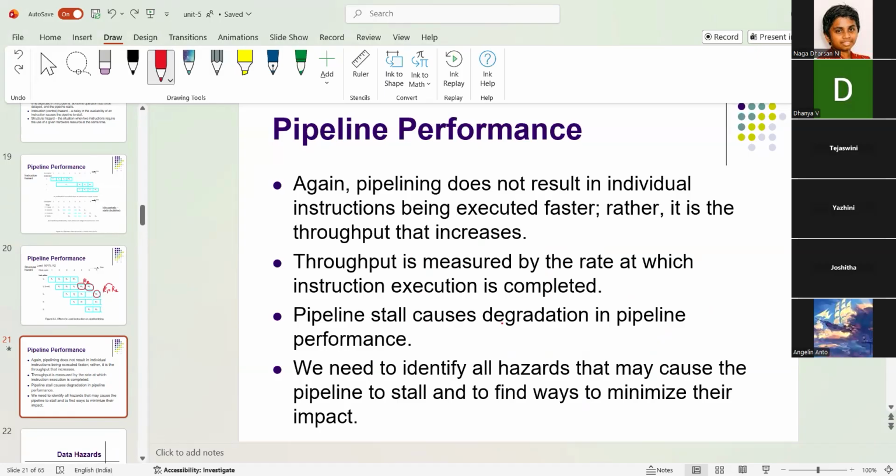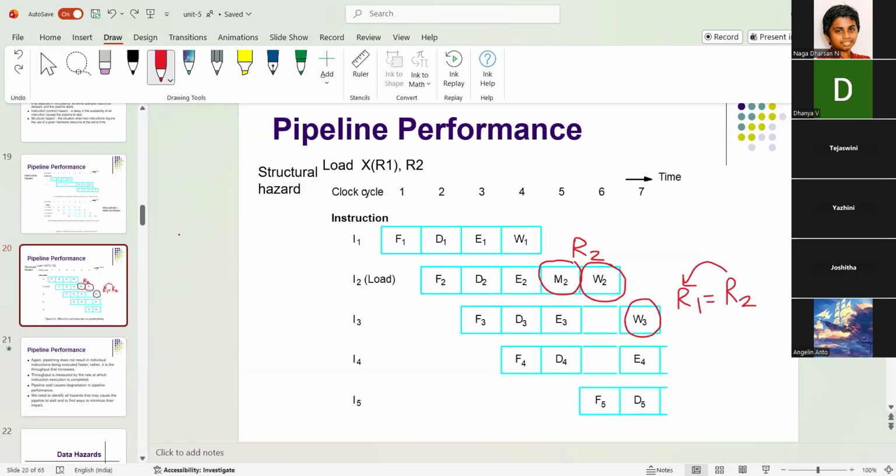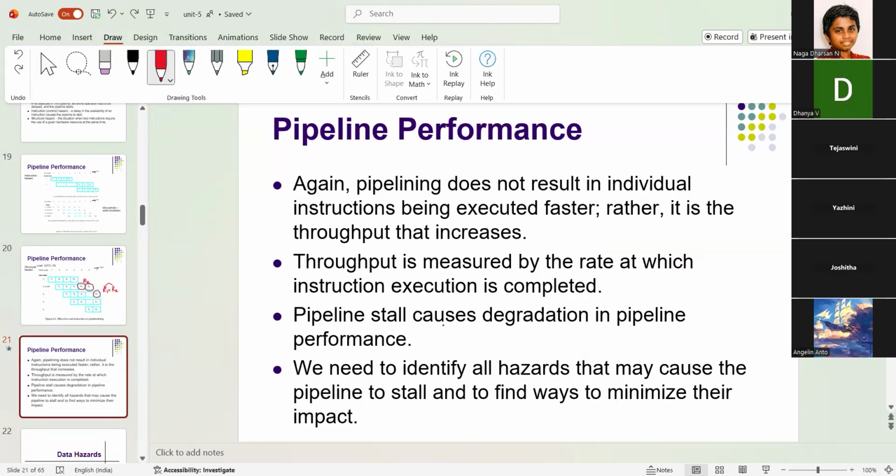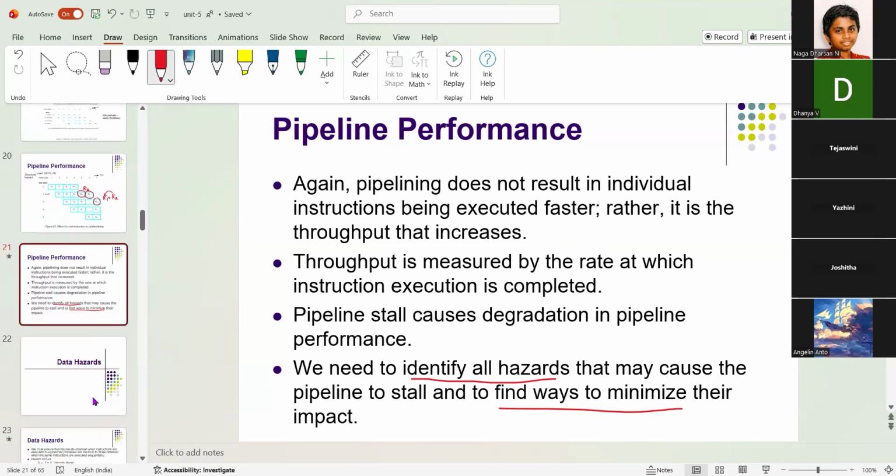And then pipelining stalls cause degradation in pipelining performance. The stall in our previous example causes a degradation in our pipelining performance. So we have to try and identify all the hazards and try to minimize them in some way. That is our whole motivation, because we are trying to optimize it. But if the stalls make it so bad that pipelining itself becomes useless, then you can't really do much. So you have to identify the hazards and minimize the impact.